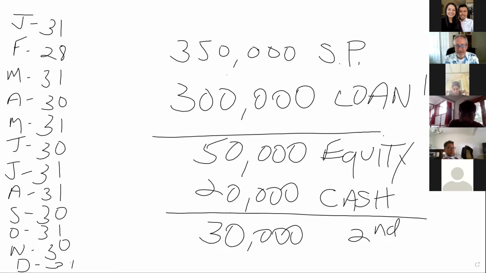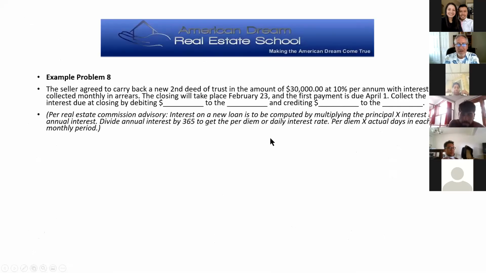Now let's do this. So what do we do? It says here, seller carries back a new second trust deed in the amount of $30,000 at 10% per annum. Interest collected monthly in arrears. Closing takes place February 23rd. First payment is due April 1st. Collect interest due at closing. Debiting something to somebody and crediting something to somebody else. Debit the buyer and credit the seller.